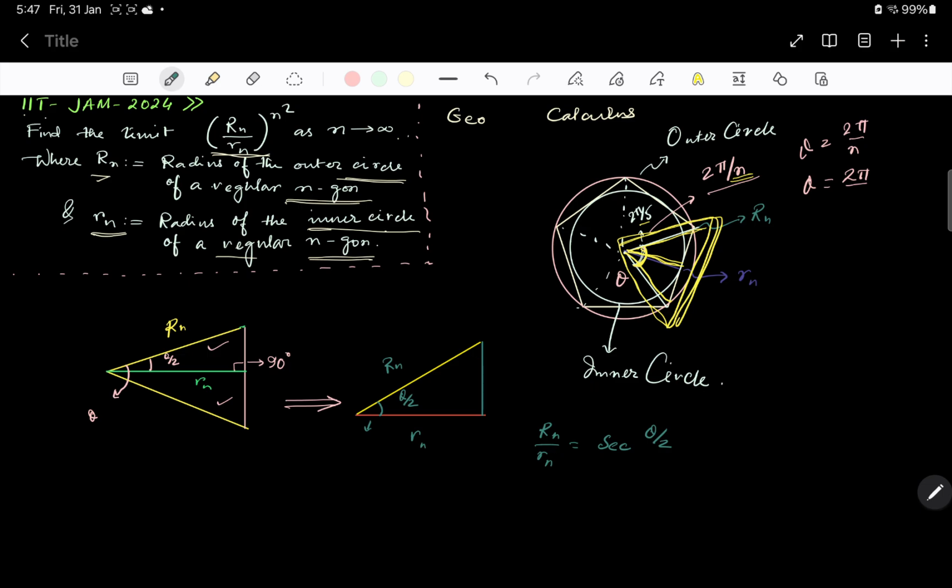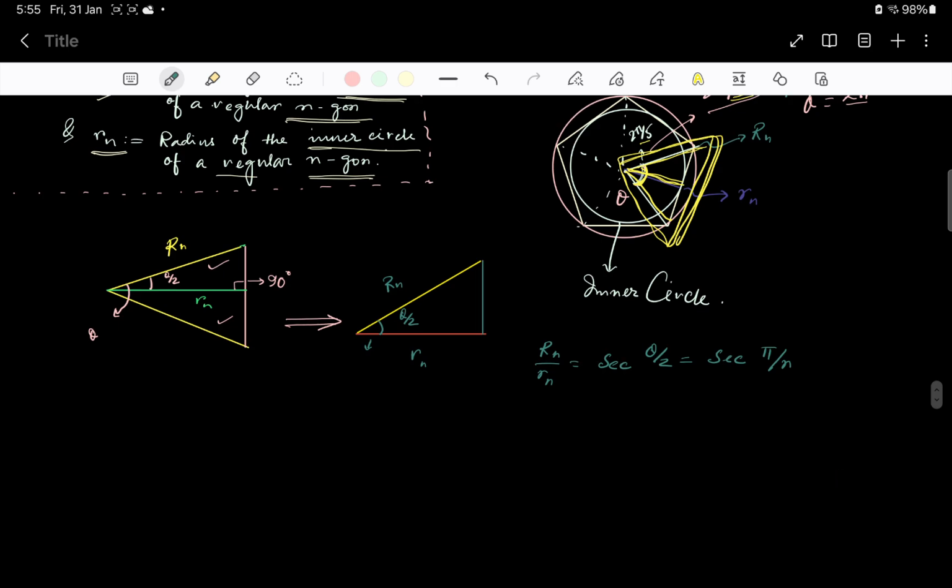Okay, great. Now, as we had already figured out that theta should be 2 pi by n previously, so it would be sec pi by n, because the 2's will be cancelled out. All right. Now there's nothing to do with geometry or trigonometry anymore. Now it's time for the limit to take the action.